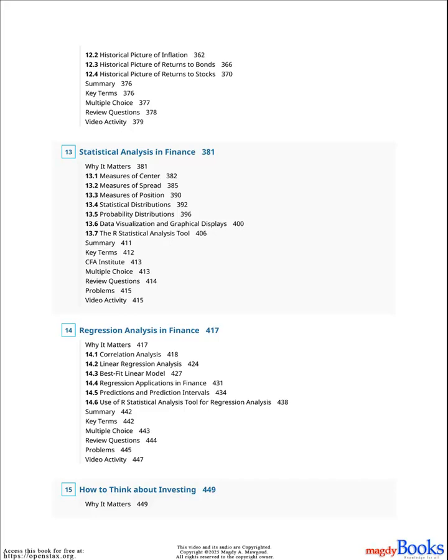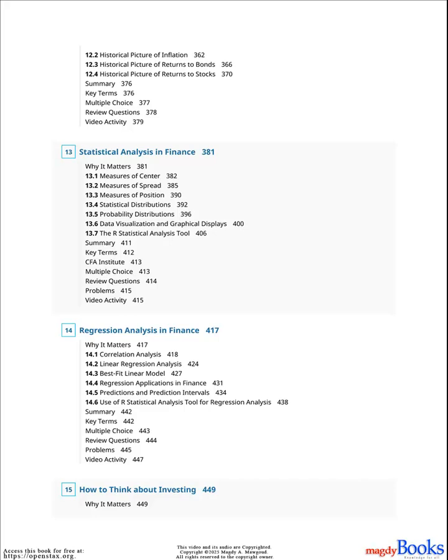13.6. Data visualization and graphical displays. 13.7. The R statistical analysis tool. Summary. Key terms. CFA Institute. Multiple choice. Review questions. Problems. Video activity. 14. Regression analysis in finance. Why it matters. 14.1. Correlation analysis.